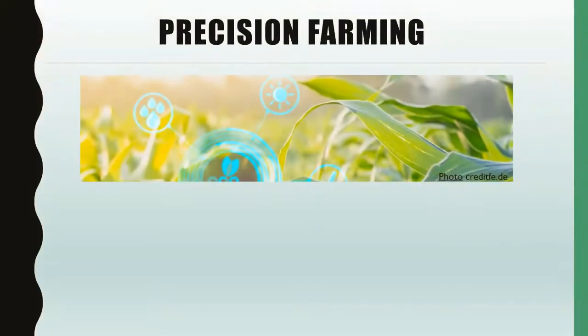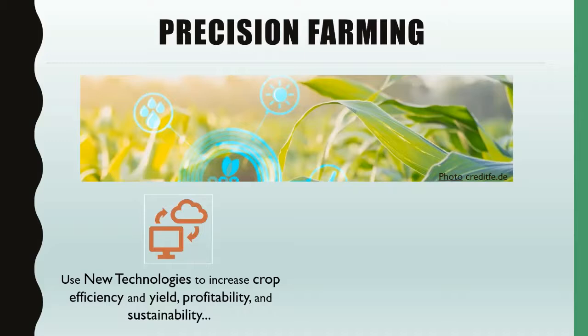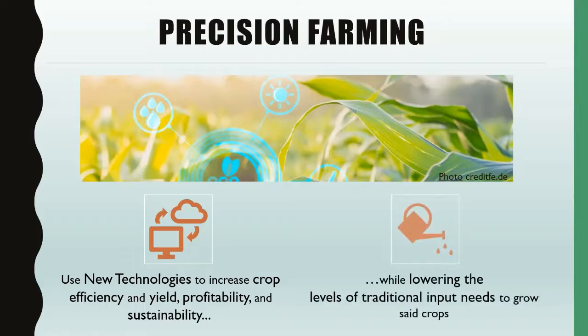Precision farming, also known as precision agriculture or precision ag, is focused on the use of new technologies to increase crop efficiency and yield, profitability, and sustainability, while simultaneously lowering the levels of traditional inputs needed to grow said crops. These traditional inputs include things like land, water, herbicides, insecticides, and fertilizer. And the new technologies that precision farming aims to employ include things like GPS systems, control systems, sensors, robotics, drones, autonomous vehicles, automated hardware, telematics, software, and of course, the IoT.